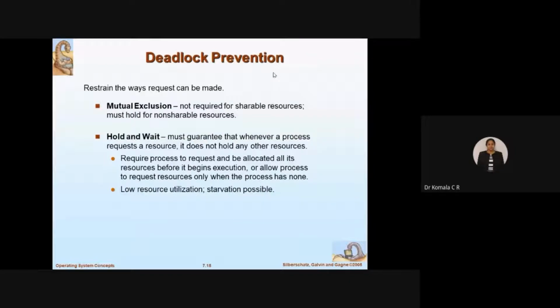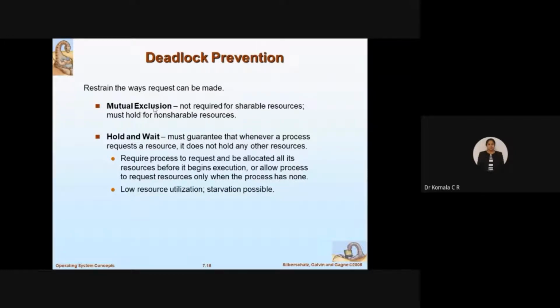So moving on to the topic of deadlock prevention. This is one of the techniques of handling deadlocks. Here we have listed the ways requests can be made. These are the techniques that come under deadlock prevention. The first technique is mutual exclusion. Then I have hold and wait.